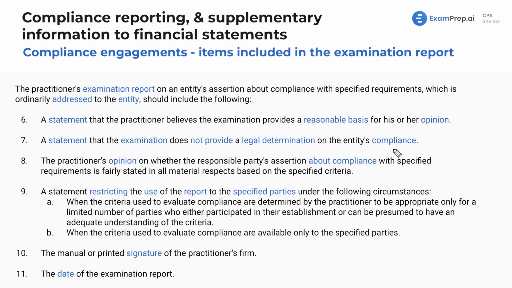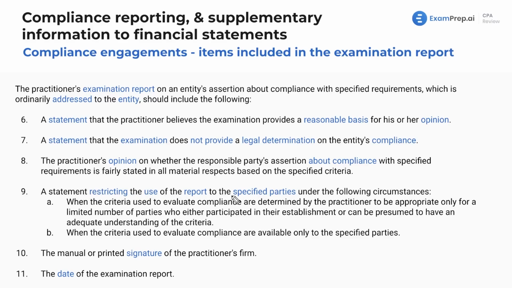We're not lawyers. We are saying that as accountants, as CPAs, as examiners, we've examined the financial statements and, in our opinion, they look good. But this is not a legal determination. Essentially, this will not hold up in court. The practitioner's opinion on whether essentially they were in compliance, materially in compliance, a statement restricting the use of the report. So that's another interesting one.